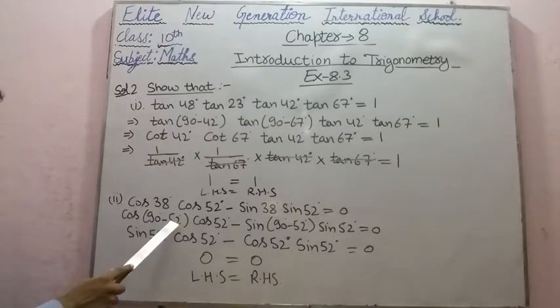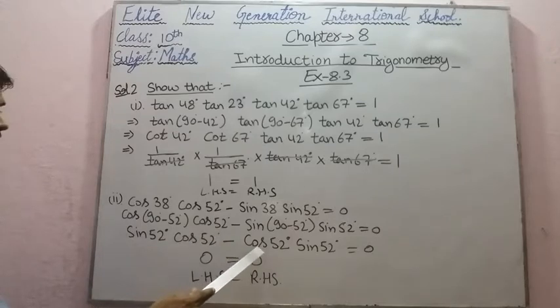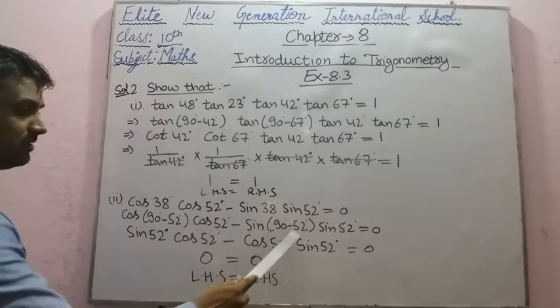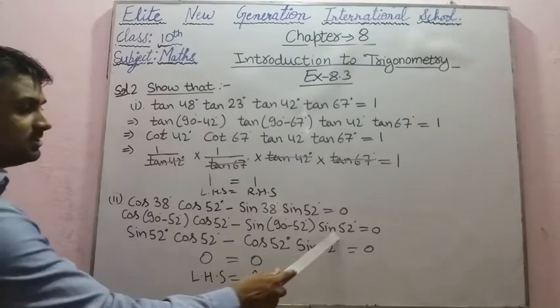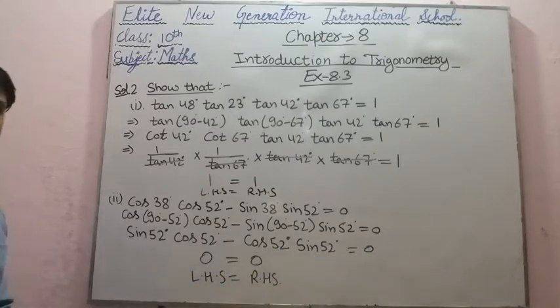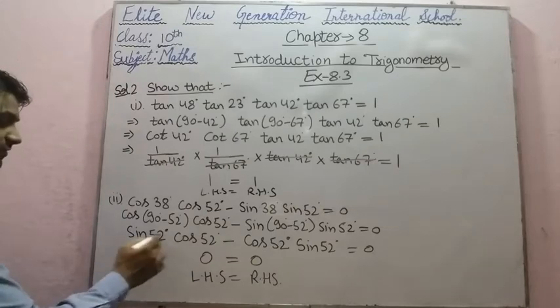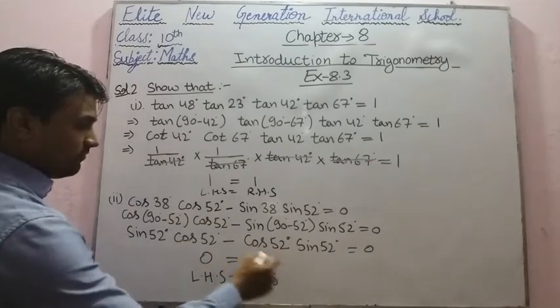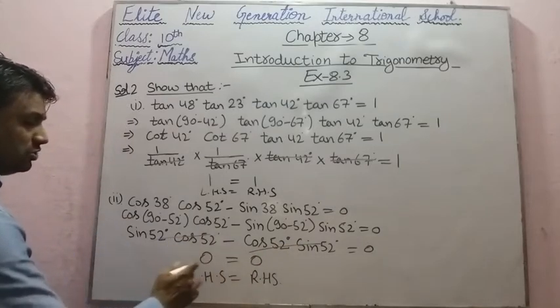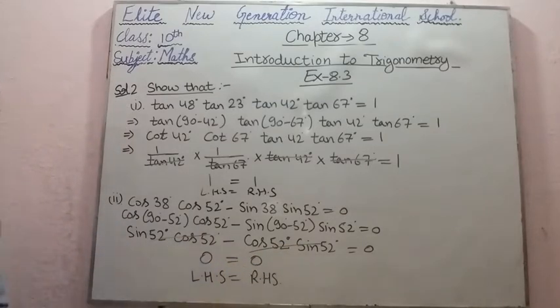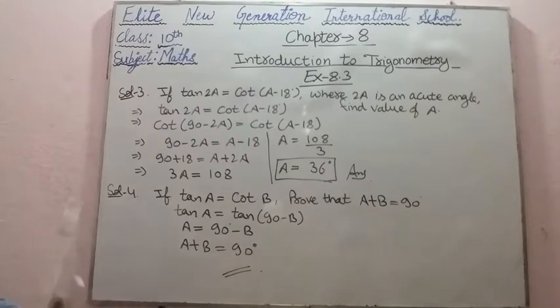Here cos (90 minus 52) will be sin 52, and here cos 52 will be cos 52. Sin (90 minus 52) will be cos 52, and sin 52, equal to 0. Now when we subtract, sin 52 cos 52 and here also sin 52 cos 52, they will cancel and it will be 0. So 0 equals 0, we can say LHS equals RHS. Now after this, see the next question. So after this, see question number 3.